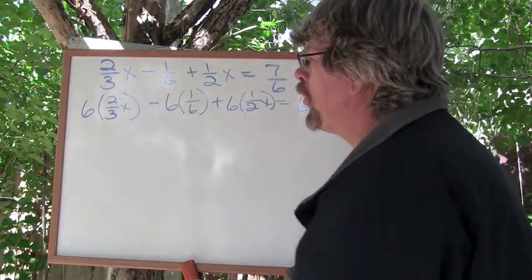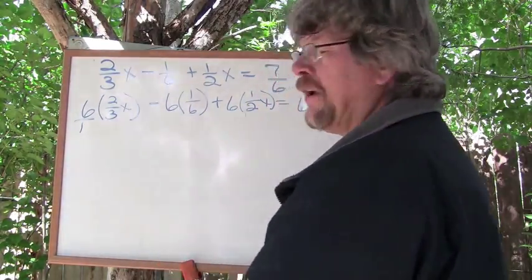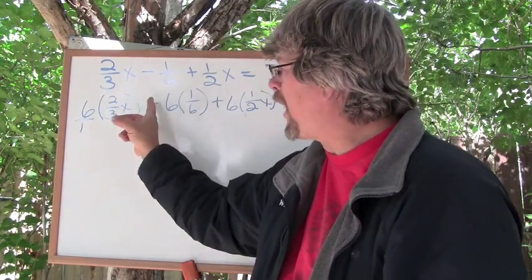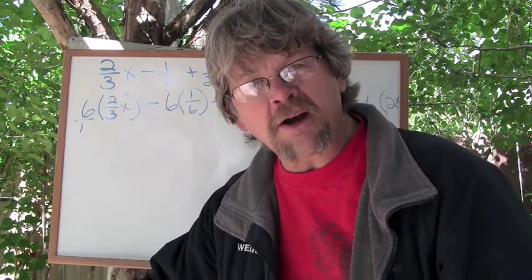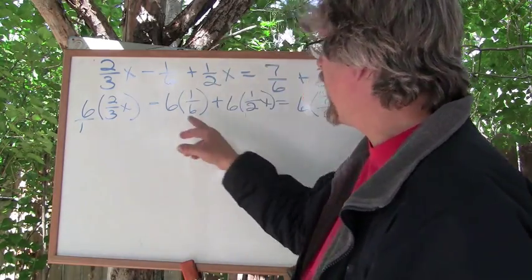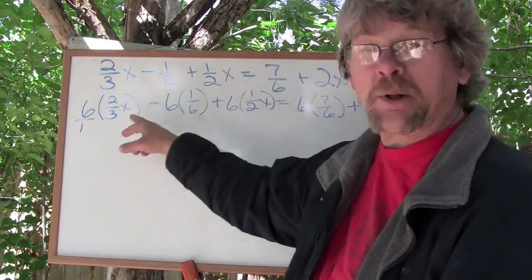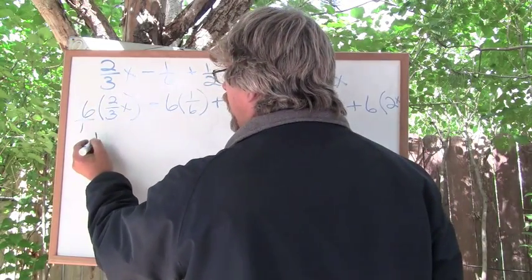6 times 2, remember, 6 is 6/1. You're simply multiplying 6/1 times 2/3. You multiply the numerators across and the denominators across. Don't worry about common denominators. We've already done that. Now we're multiplying each term separately by 6, right? So this is 12/3.